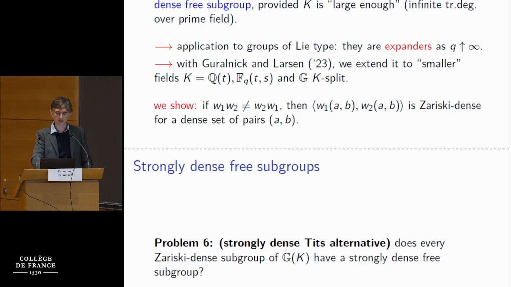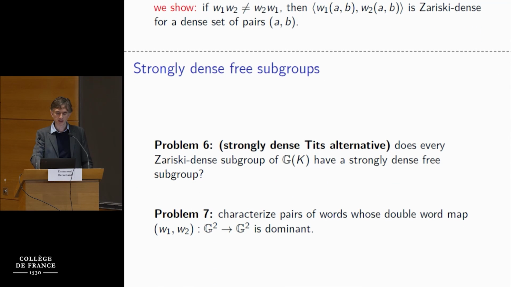and end up with a conjecture which would be a strongly dense Tits alternative. So you would like to prove, like Tits did, that any finitely generated group has a free subgroup, which is not only free, but actually strongly dense. Okay? So we have some partial results on this, but not a full answer. So I thank you, and I stop here.